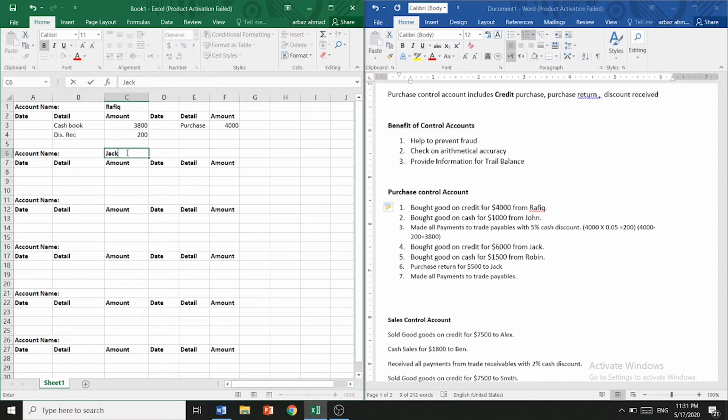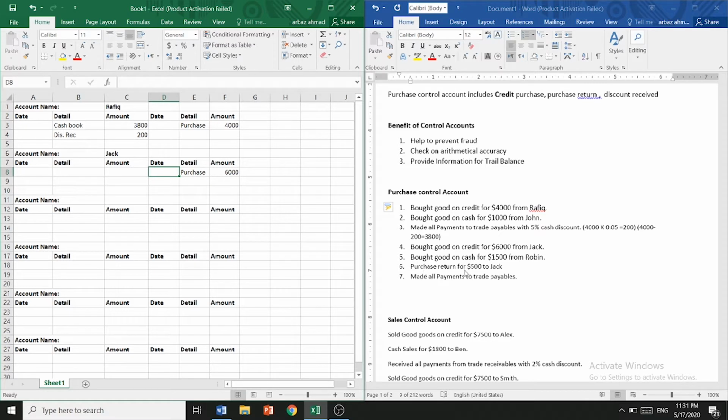I can just write Jack account, but I'm not writing it, just trying to make things more precise. So it's 6,000, so again it's going to be purchase. This will be 6,000 and we don't have any date. What happened? We bought the goods on cash, 1,500, from Robin. What happens? Debit our purchase and credit cash.